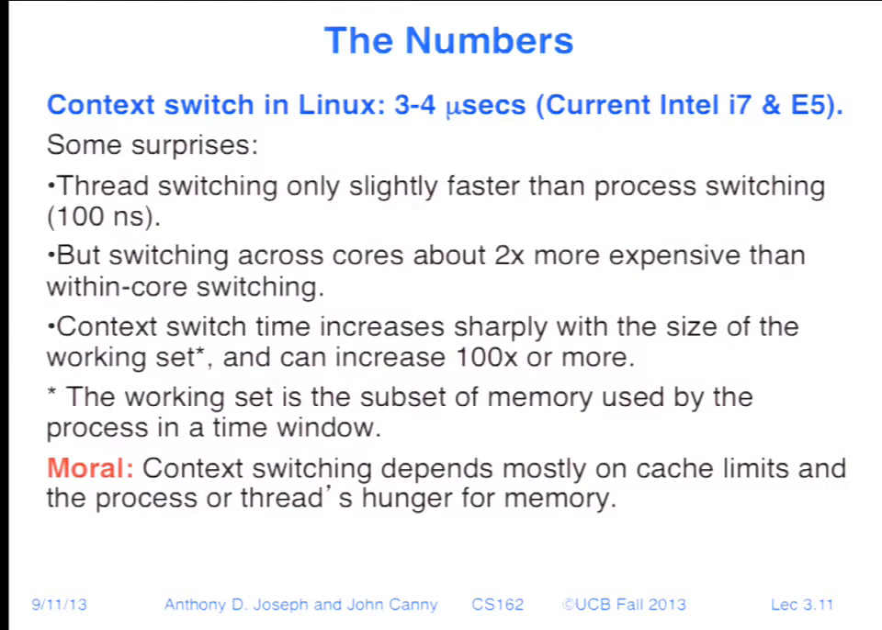All right, so the lesson from this is that context switching these days seems to depend mostly on memory access patterns, caching, and working set, and a whole lot less on the intrinsic differences between processes and threads. Is that first bullet point saying that it's 100 nanoseconds faster, or that it means 100 nanoseconds? No, that's the difference. Sorry, 100 nanoseconds difference. I'm sorry if that wasn't clear. So it's slightly faster because the basic context switching time is 3 to 4 microseconds. So the difference is about 3%.